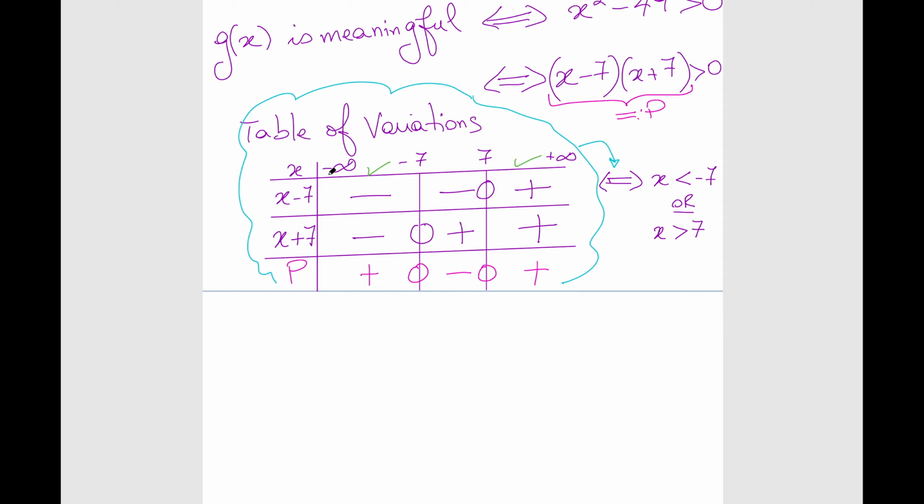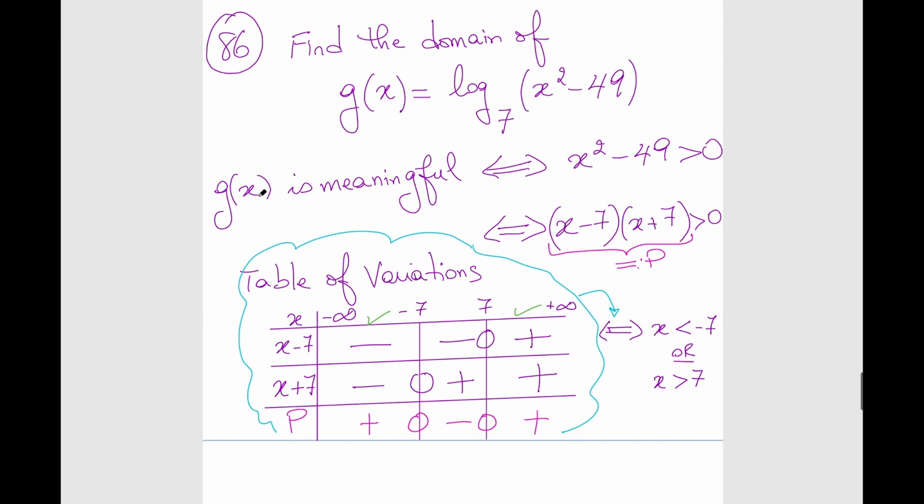X should be between minus infinity and -7, excluding -7, because at -7 the product is 0, and you don't want the product to be 0. And similarly here, the product is positive for any x bigger than 7. Make sense? So long story short, g of x is meaningful if and only if x is either less than -7 or x is bigger than 7. So what are the good x that I can plug in G? They are numbers that are less than -7 or bigger than 7.